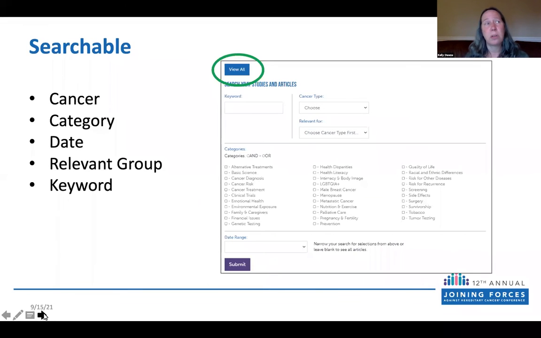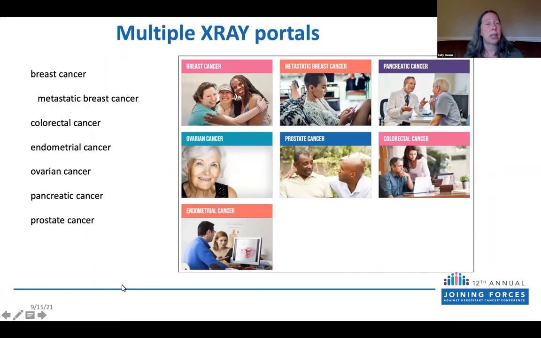All of these are searchable, either by cancer category, the date it was published, the relevance to particular individuals or keywords, or you can view all of them in reverse chronological order. And I mentioned that while we started looking at breast cancer in young women, we've expanded that. We have portals that group review articles by cancer type to make them a little easier for people to find. So that includes breast cancer, metastatic breast cancer, colorectal, endometrial, ovarian, pancreatic, and prostate cancers. And we'll continue to expand that as time goes on.